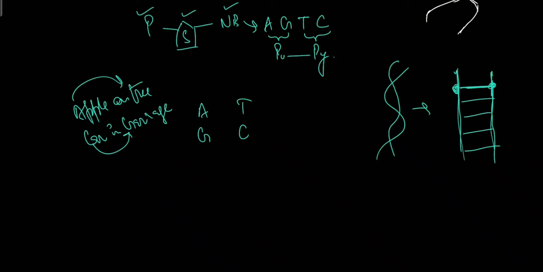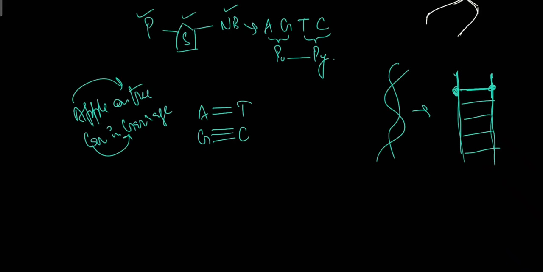Always remember that between adenine and thymine there will be a double bond, and between guanine and cytosine there will be a triple bond. So this is the complementary base pairing that you have to know.